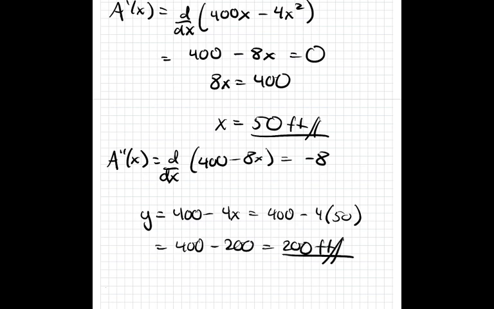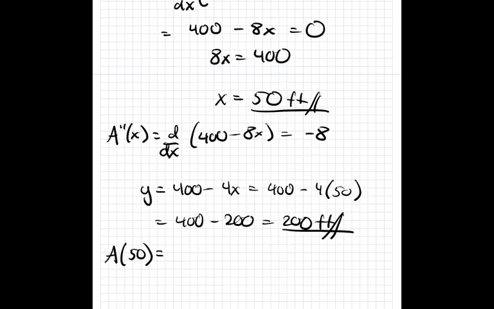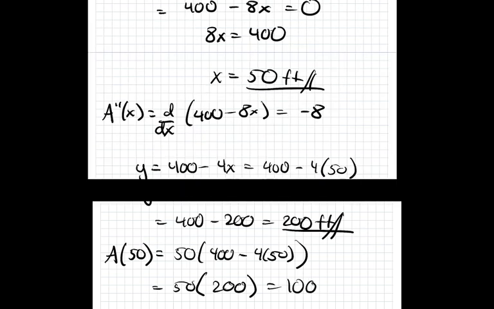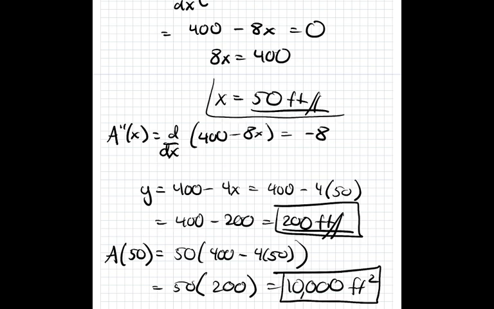And the area when x is 50 feet is going to be 50 times 400 minus 4 times 50, okay? That's going to be 50 times 200, so 10,000 feet squared, right? So our claim is that this is the area, this is our y value, and this is our x value, okay? Now we could confirm in the context of the original problem.